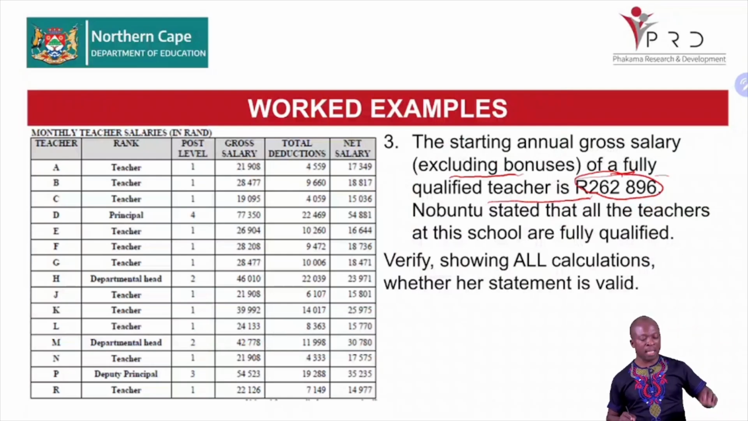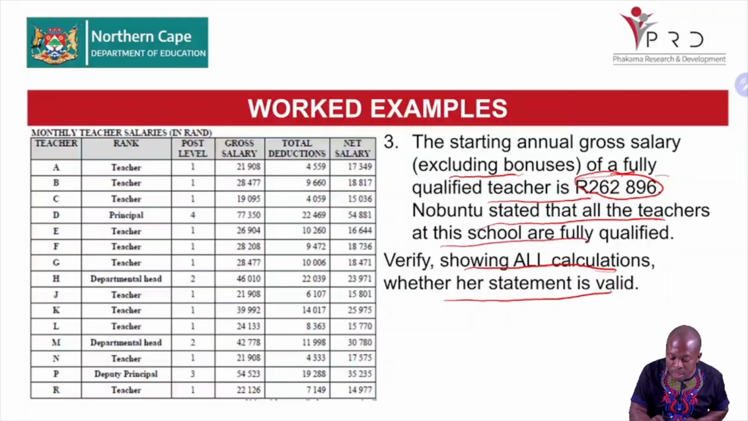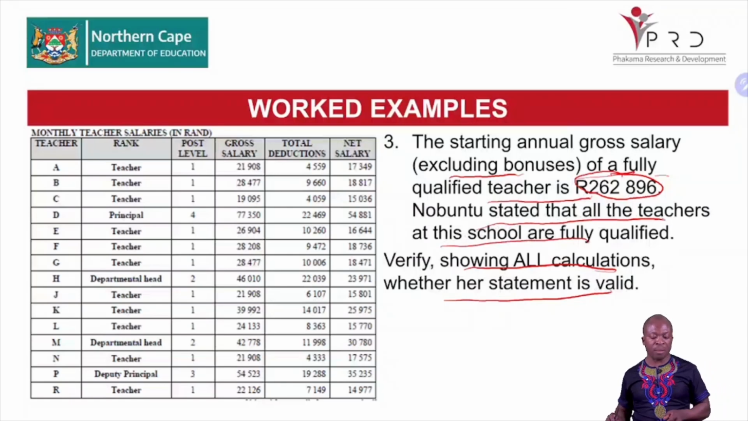262,896, the starting salary. So the first question is, verify, showing all calculations, whether her statement is correct. Meaning, Nobuntu said something. She said that all the teachers at this school are fully qualified. Why do you think they are asking us this question? It means we want to see if every teacher's salary matches the starting salary, meaning there shouldn't be any salary which is less than 262,896. So go through the PL ones and then check.